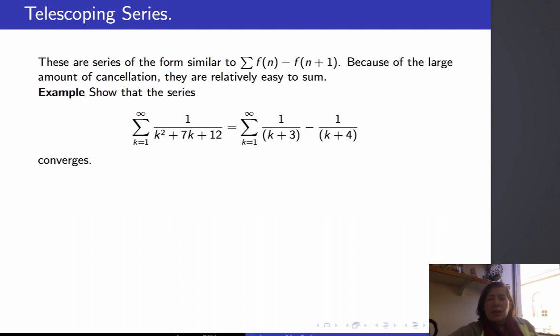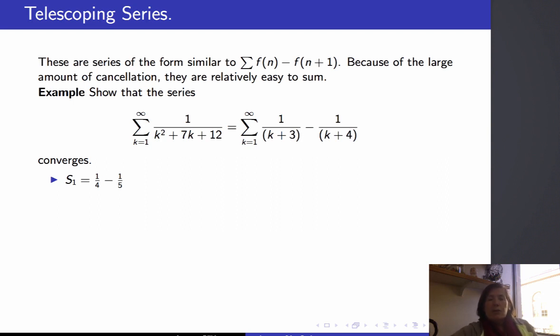Here's the sum of 1 over k squared plus 7k plus 12 from k going from 1 to infinity. And when I break this up into its partial fractions decomposition, it turns out to be the sum from 1 to infinity of 1 over k plus 3 minus 1 over k plus 4. So here f of k is 1 over k plus 3, and of course f of k plus 1 is 1 over k plus 4. And I want to show that this converges. As far as we know, the best way to go about it, if it's not a geometric series, is to look at the partial sums and see if the partial sums have a finite limit.